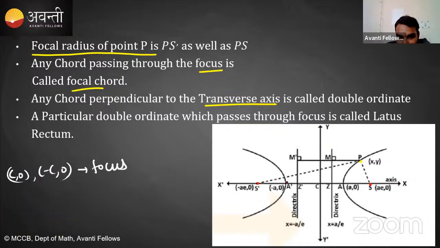Yes, let's say this is S and S dash are the focus. So this is a double ordinate because this is perpendicular to the transverse axis and also passing through the focus. So you can say that this is nothing but latus rectum. याद रहेगा? Terminology is very similar, na? Yes or no? Terminology is very similar. Is this clear, students? Is there any doubt so far? Okay. If it is clear, then let's move on.